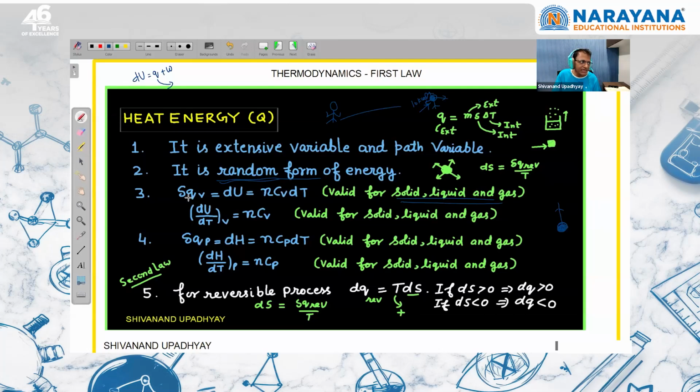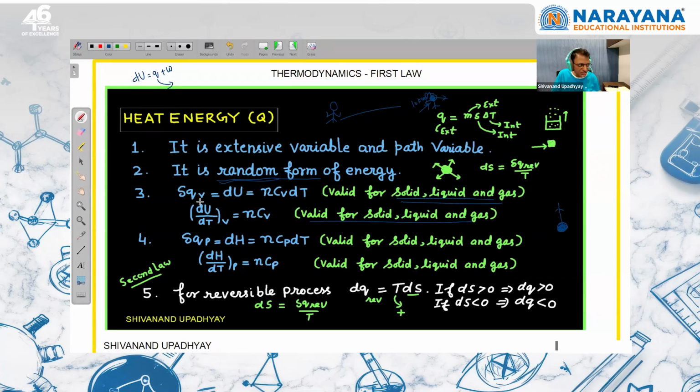then we can write that delta Qv is equal to delta U, as work done is 0. First law of thermodynamics: delta Qv is dU, and that can be written as n Cv dT. From here I can say that change in internal energy with respect to temperature at constant volume is equal to n into Cv. This is heat capacity at constant volume, right? This is valid for solid, liquid and gas.